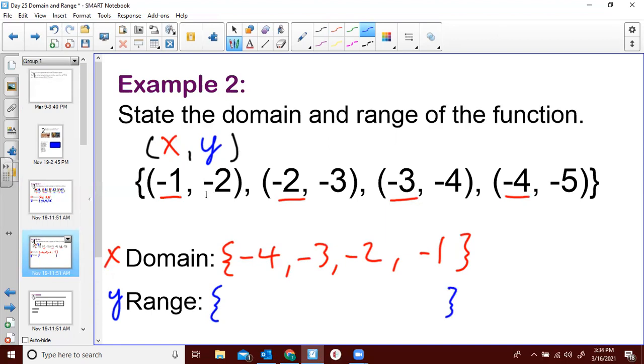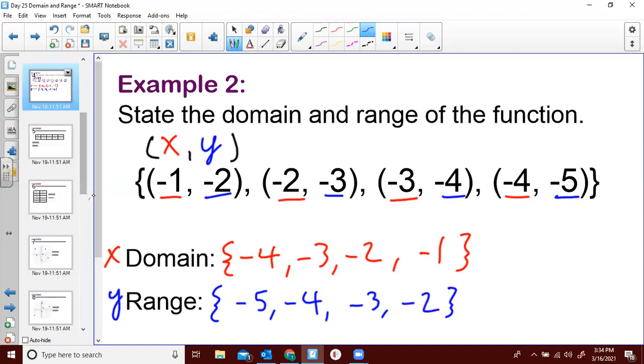So our range is our Y values. Look where our Y is, the second number in the parentheses: -2, -3, -4, -5. And if we put those in order from least to greatest, we get -5, -4, -3, -2.